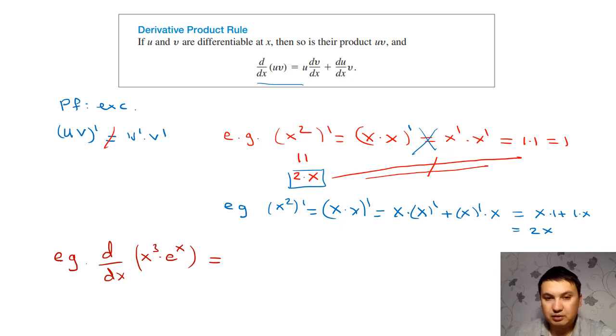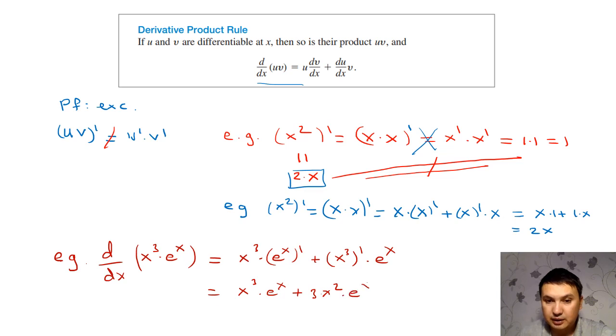So this is u times dv/dx, so x cubed times the derivative of e^x, plus the derivative of x cubed times e^x. In the first term, we have x cubed times the derivative of e to the x, which we know is e to the x. And in the second term, the derivative of x cubed is 3 times x squared, which follows from the power rule, times e^x. So that's the proper derivative of x cubed times e to the x.